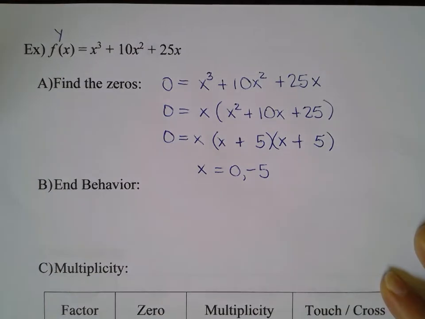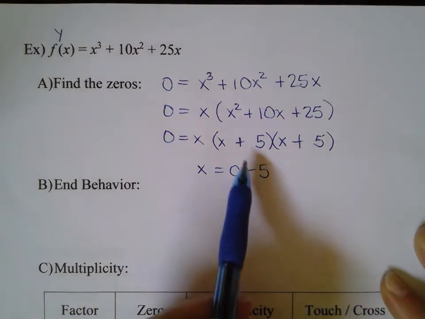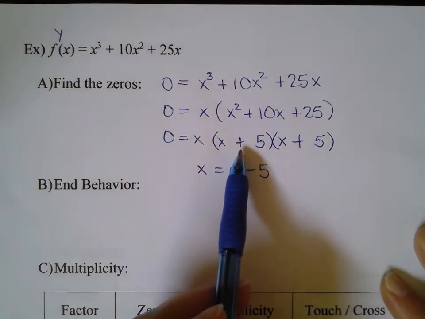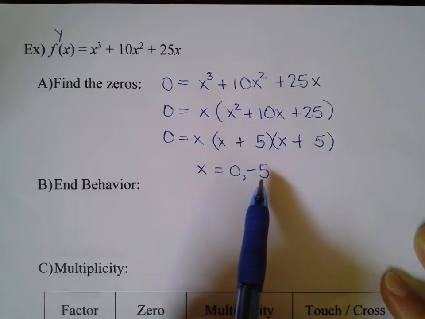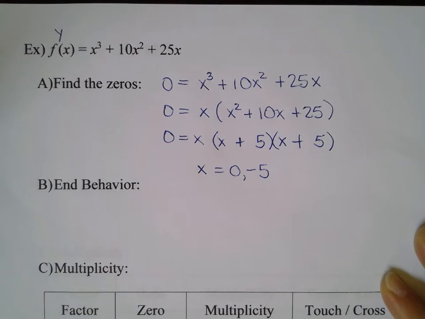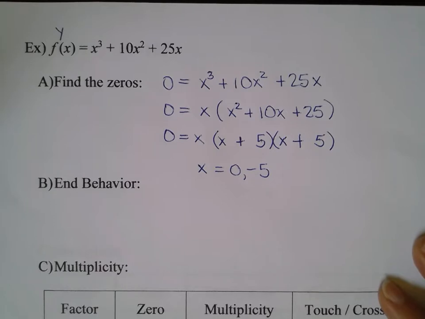We're going to kind of do that part in our head at the moment. Notice if I did set this parentheses to 0, I'd get a -5, and if I set this parentheses to 0, I'd also get a -5. So we say that -5 is repeated as a 0. Okay, and that does affect some things as far as the graph and its shape.